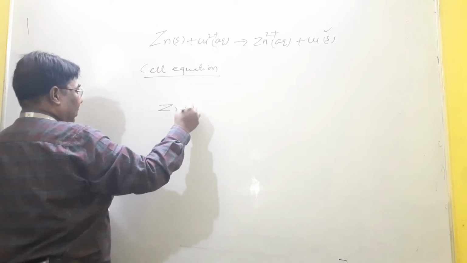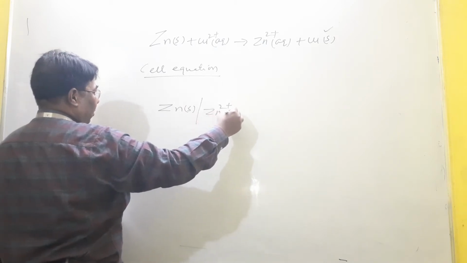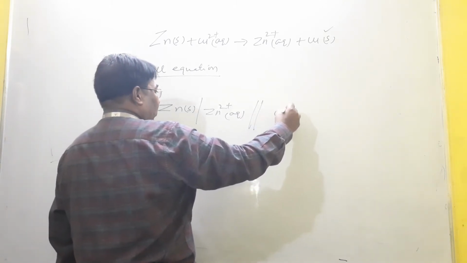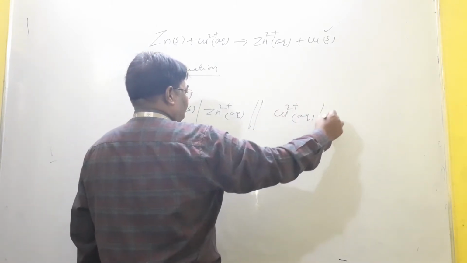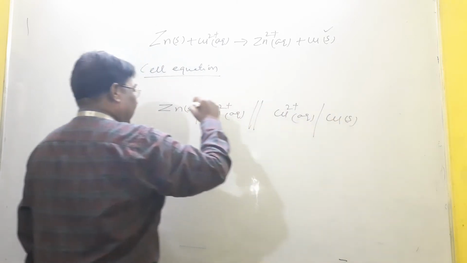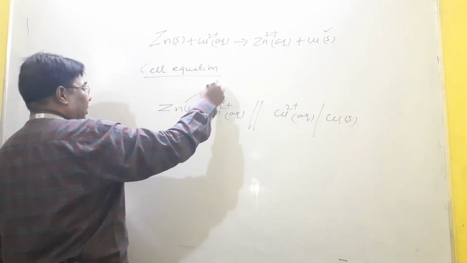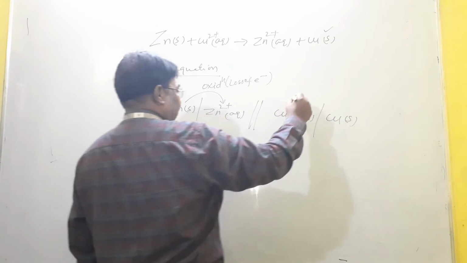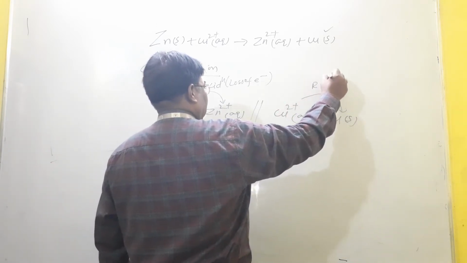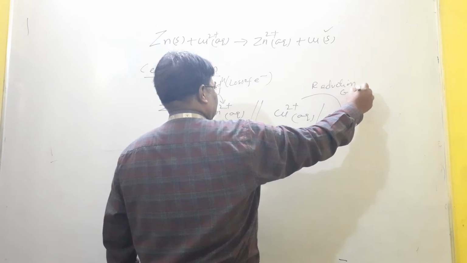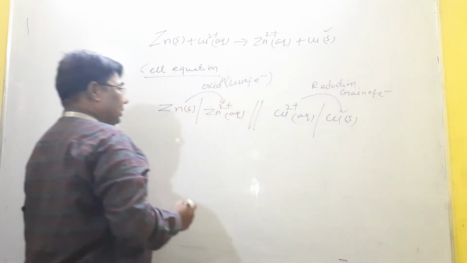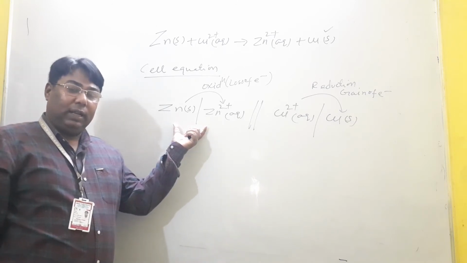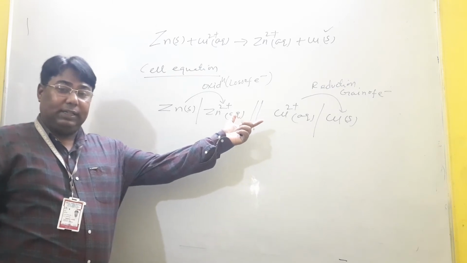Zn solid | Zn2+ aqueous || Cu2+ aqueous | Cu solid. This is the salt bridge. Here loss of electrons takes place, so oxidation. Here reduction, because gain of electrons takes place. There is oxidation, there is reduction. The oxidation side is always at the left-hand side, and reduction at the right-hand side.